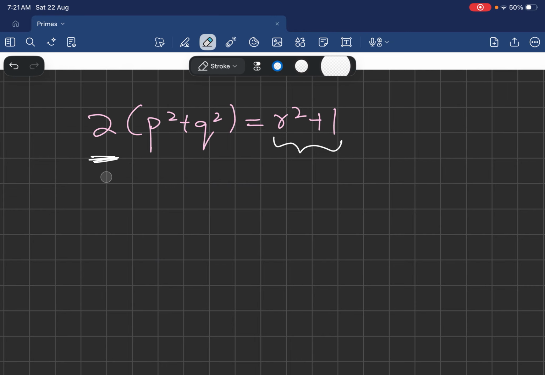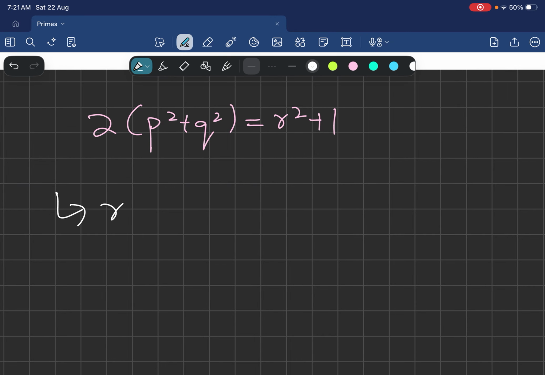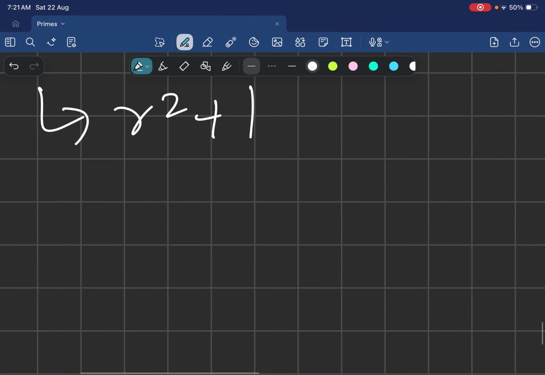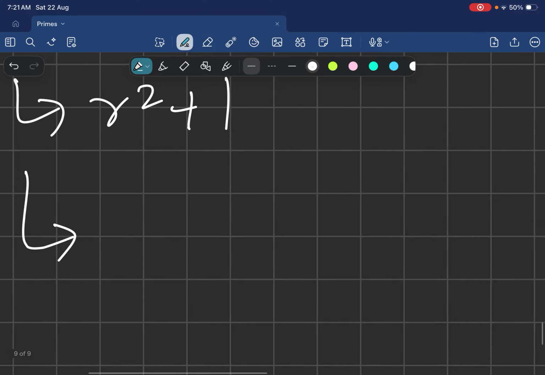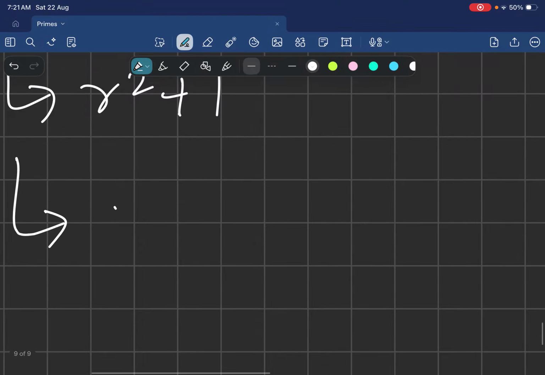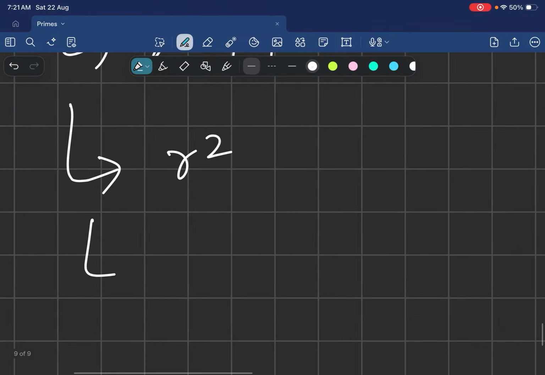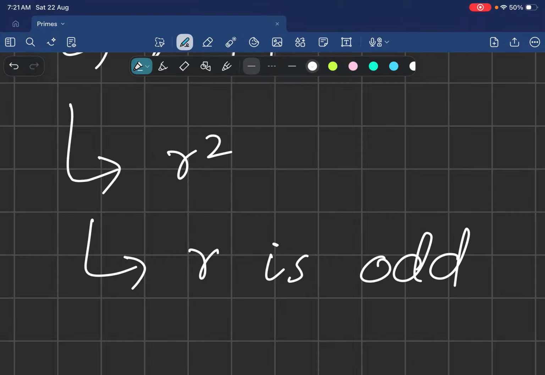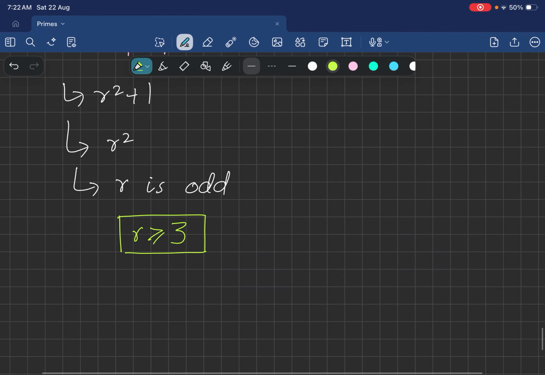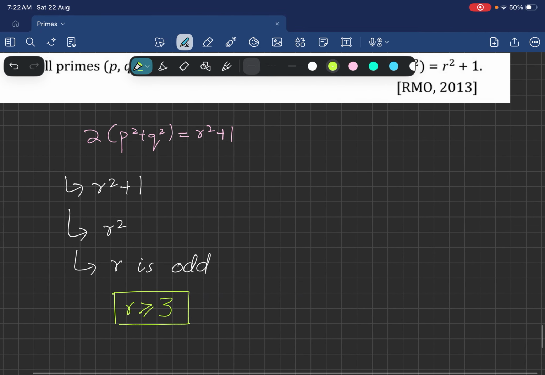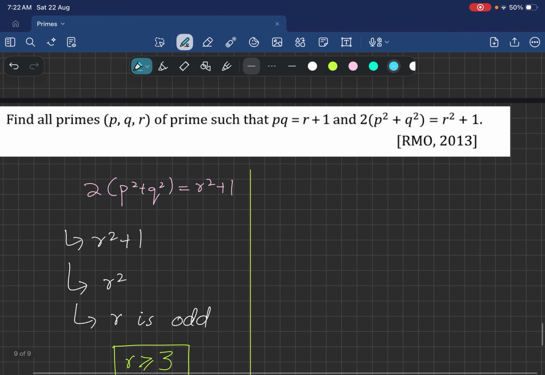If this is even, we can say that r square plus 1 is even and 1 is odd, therefore r square must be odd as well, since odd plus odd is even. If r square is odd, we know that the base is going to be odd as well. And r is a prime number, so we can say that r is greater than or equal to 3. Odd prime numbers. Okay, we have deduced our first piece of information. Let's use it in our other expression.